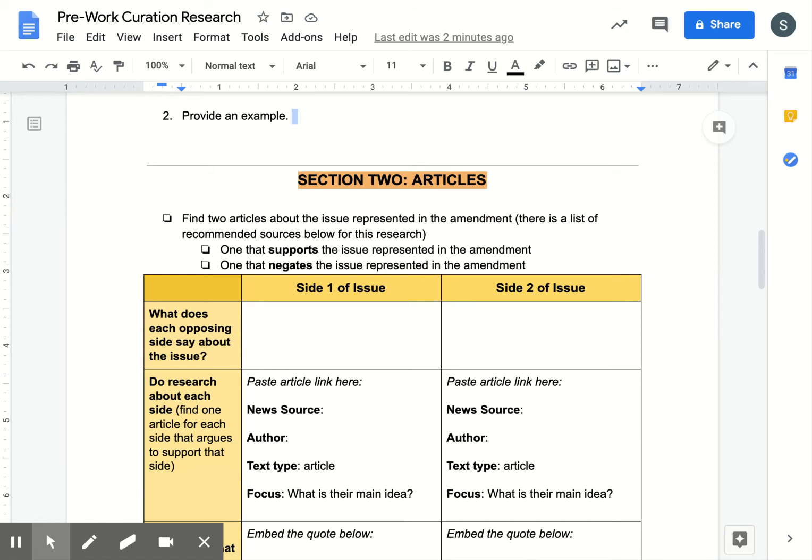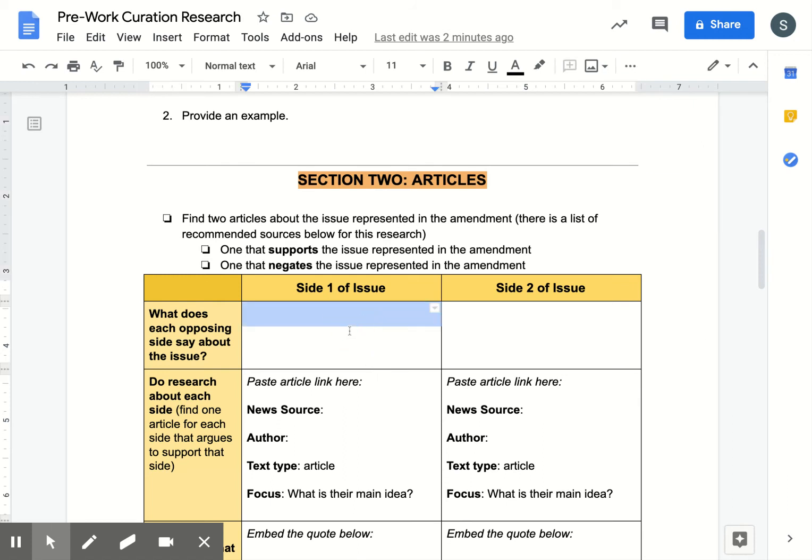The second section deals with articles. As you've chosen an issue that's represented in one of the amendments, you now need to research 2 articles that deal with 2 sides of the issue. So if you were to choose Amendment 10, which essentially says any law that the national government does not make, the states have the ability to make their own laws. In some states, marijuana is illegal, and in other states, it isn't. In some states, abortion is illegal, or the time in which you can get an abortion is prescribed, and in other states, it's different. So if I wanted to choose an issue for the 10th Amendment, I could choose abortion.